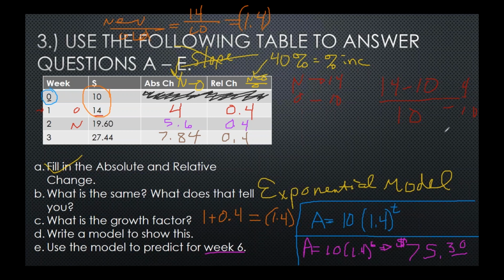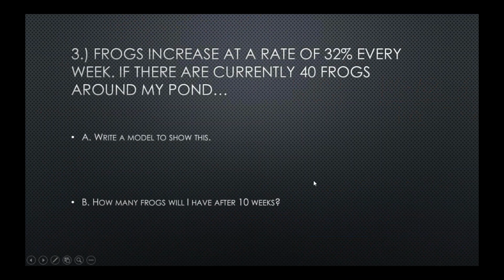So let's just do a problem now from a story problem, and I want you guys to try this one. Okay, so frogs increase at a rate of 32% every week. If there are currently 40 frogs around my pond, write me a model, and how many will I have after 10 weeks? So just shoot me a yes in the chat box when you have it. And we'll talk about it here in about, I don't know, 2-3 minutes.